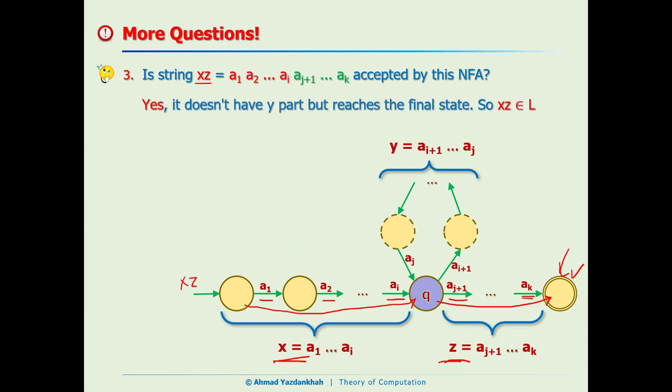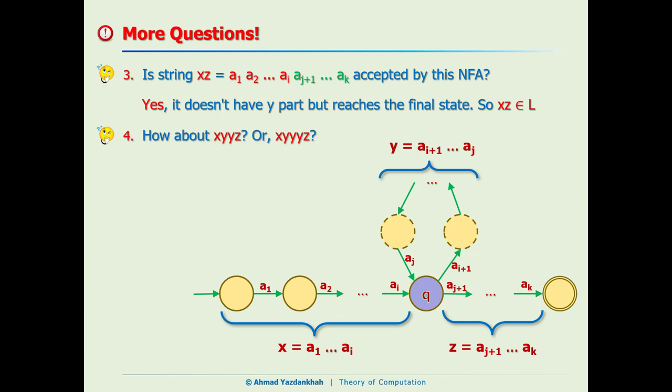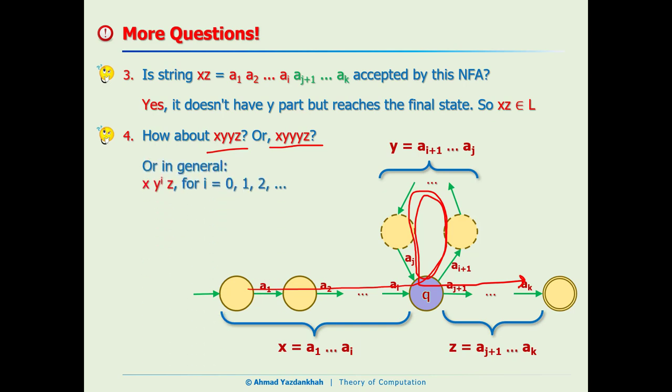Okay, now the important question. Is this the case that XYYZ or XYYYZ will be accepted? We already know that XZ is accepted. XYZ is accepted because XYZ is the original string, X and Y and Z. Okay, now the question, which is the most important one: will XYYZ be accepted? Look at this: X, Y, Y, and then Z. What is it saying? It means that we can have any number of Y's here, and the resulting string will be accepted. That's the point. So, any number of Y's, we can pump between the X and Z, and the resulting string will be accepted.